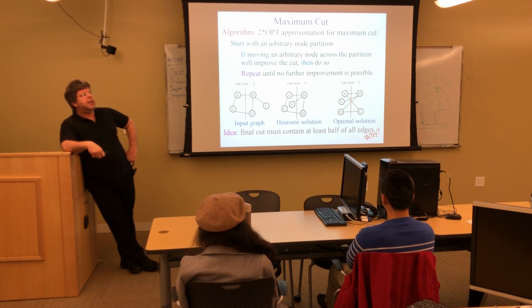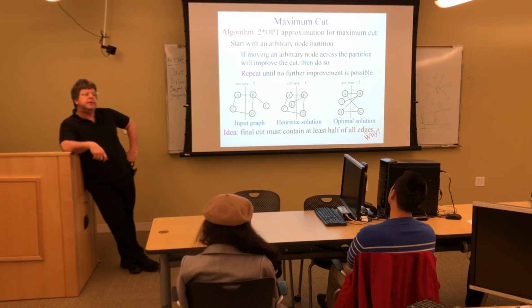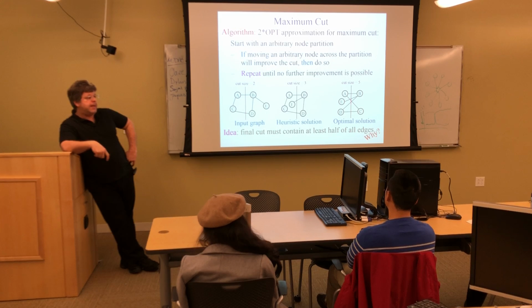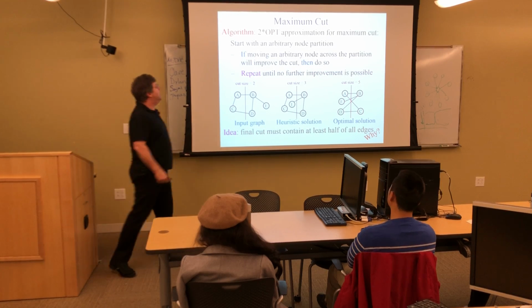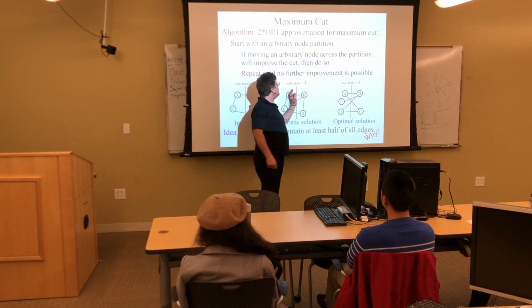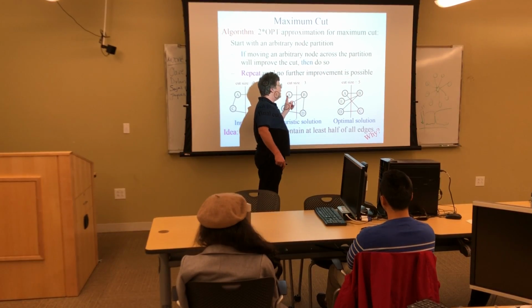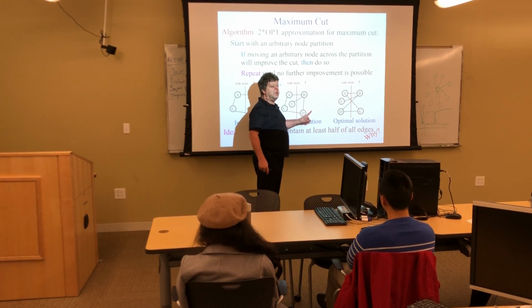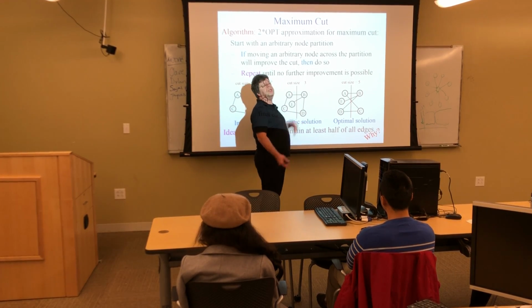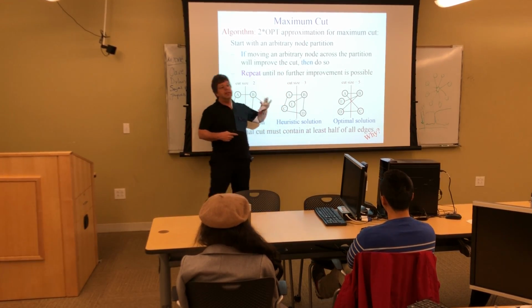So what do you think? What other enhancements can you think of to this basic heuristic? Yeah, pick the node, for example, that improves the cut size by the largest amount. So take the node with the highest difference between nodes on the other side and nodes on its side. The one with the highest difference, as you move it, will get you the highest increase in the cut size. How many get that?